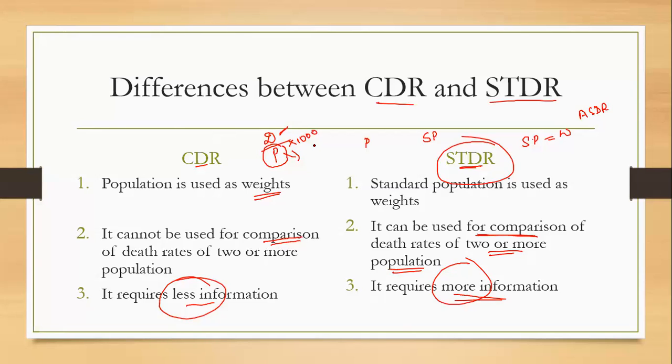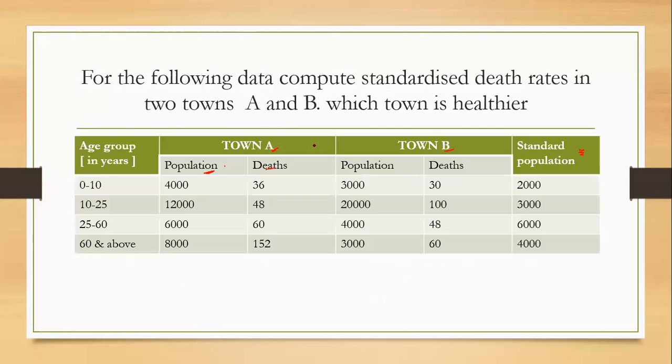Okay. So till now, did you all understand the meaning of standardized death rate, the formula, the differences, the merits and demerits? Okay. We'll go to the problem. Such type of problem will surely appear for 10 marks. You can easily score 10 marks here. Most of the question papers ask such type of problems, so I want you all to focus on this type of problems.